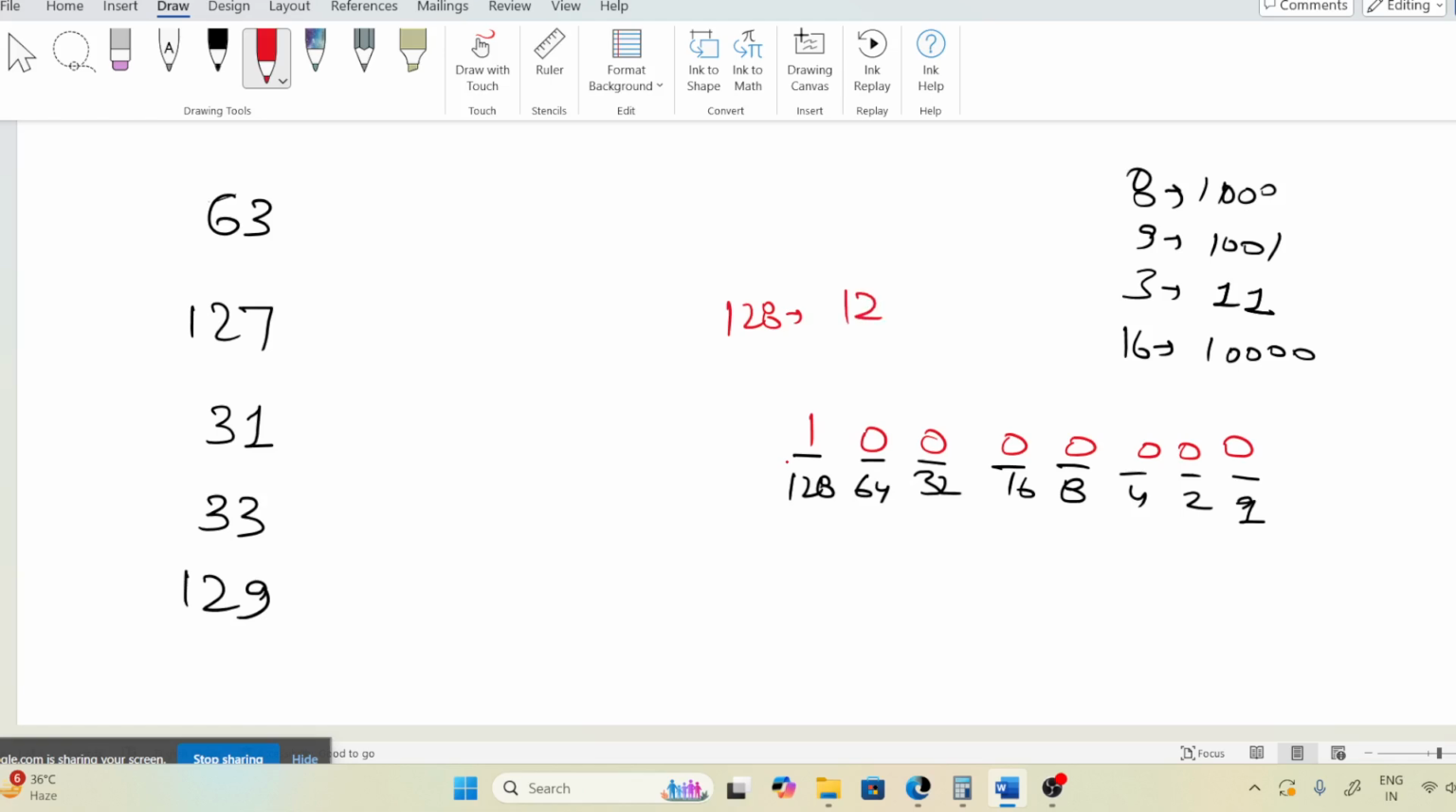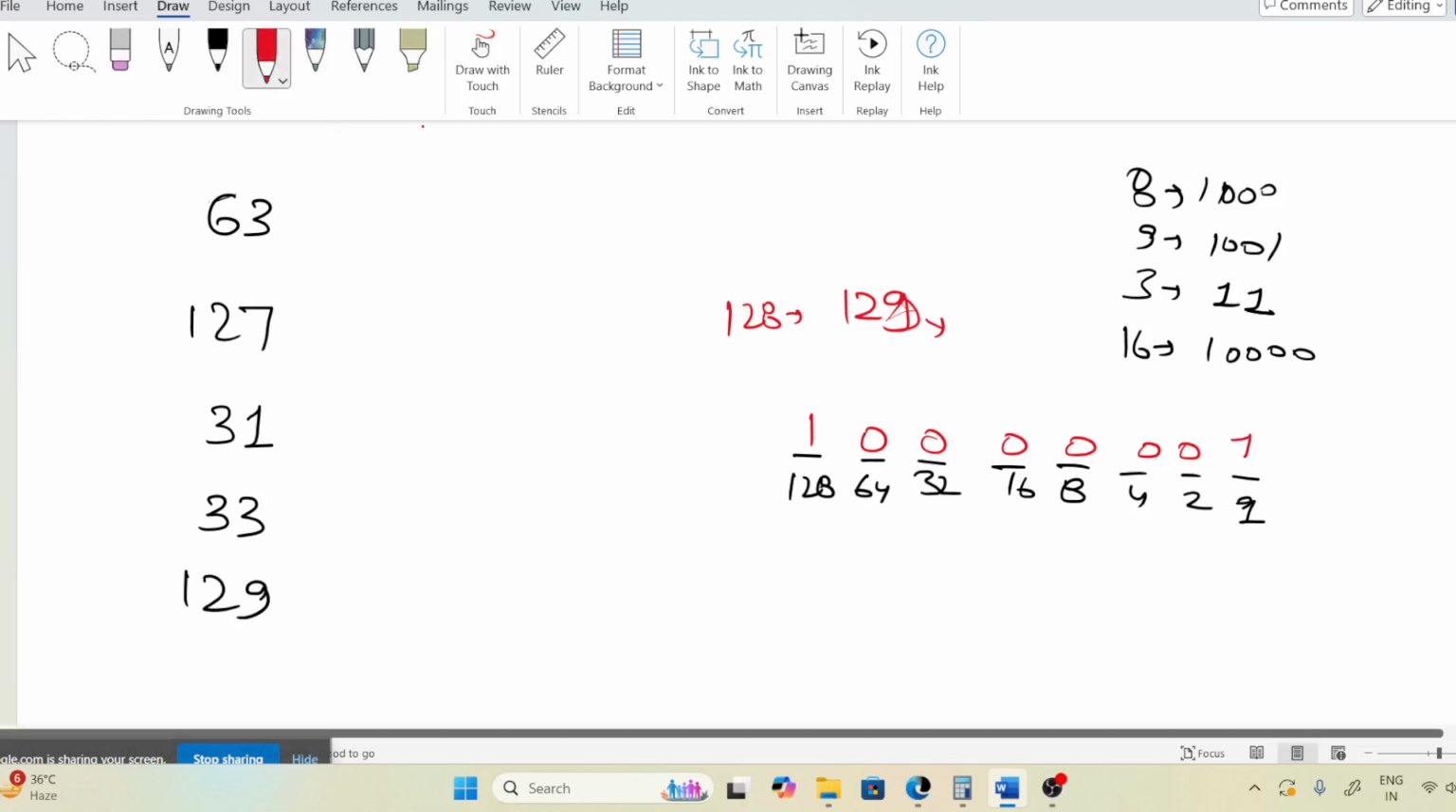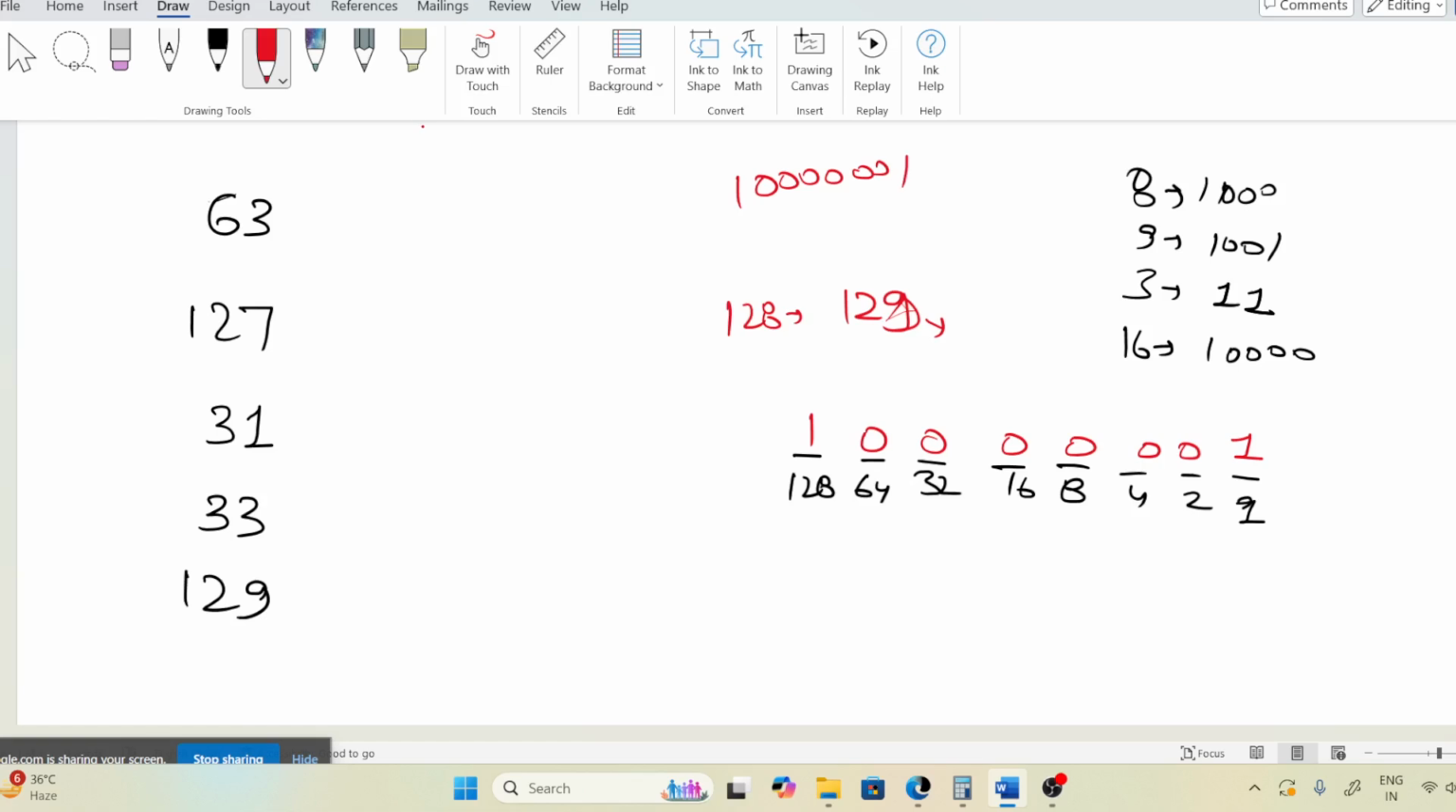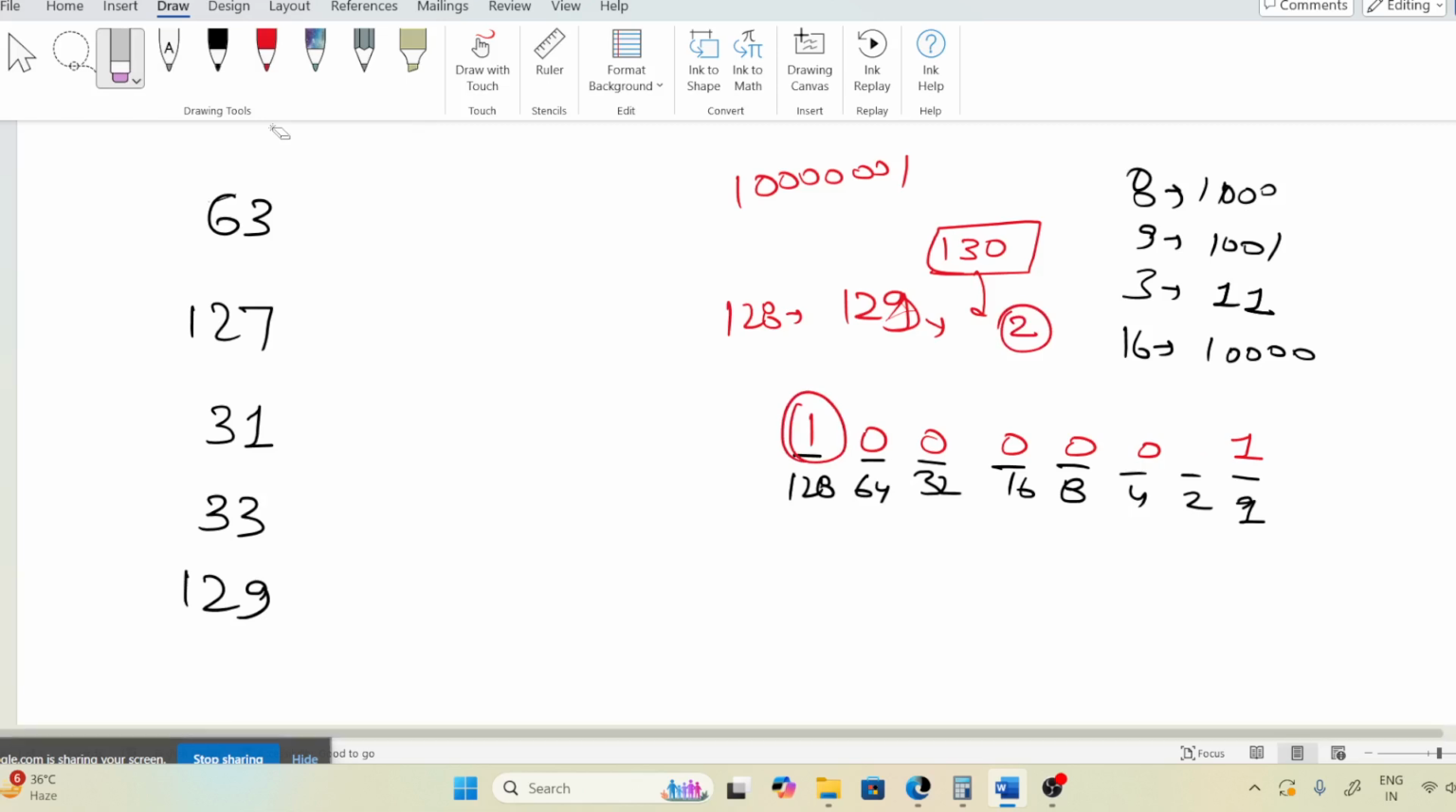Let's suppose I ask you to write 129. How can you write 129? Sir, 128 is there, I only need 1 more. So what will I do? I will remove this 0 and write 1 here. So this will become my 129: 1, 0, 0, 0, 0, 0, 0, 1. Let's suppose I ask you to write 130. I know 128 I can write using the 1 here, and I need 2 here. So how can I write 2? I just put 1 here and this becomes 0. So this will become 130.